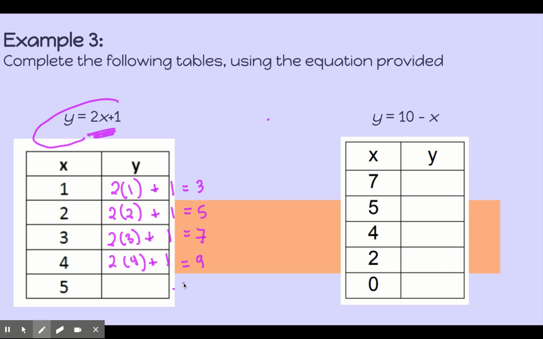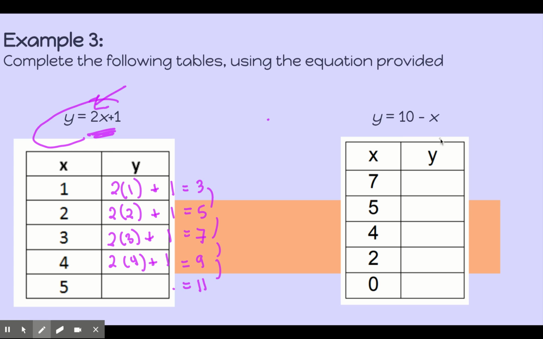And you will notice that you should be seeing an increase, so 3, 5, 7, 9, in your values by the same amount as your coefficient, because we know this coefficient tells us how much it increases by.